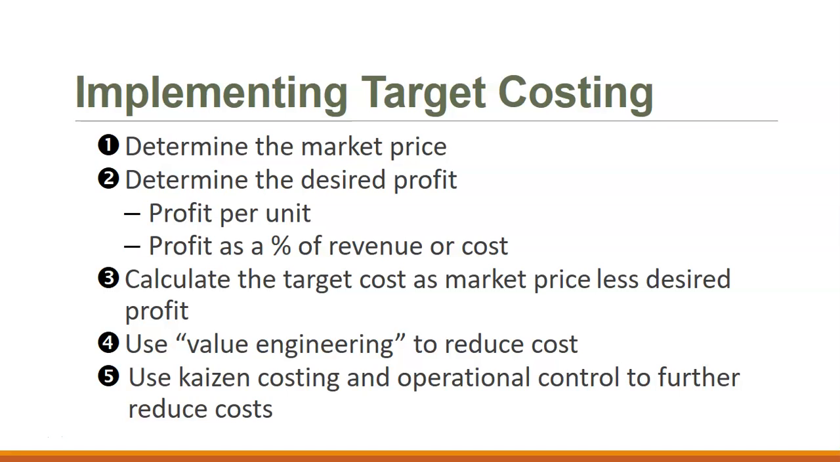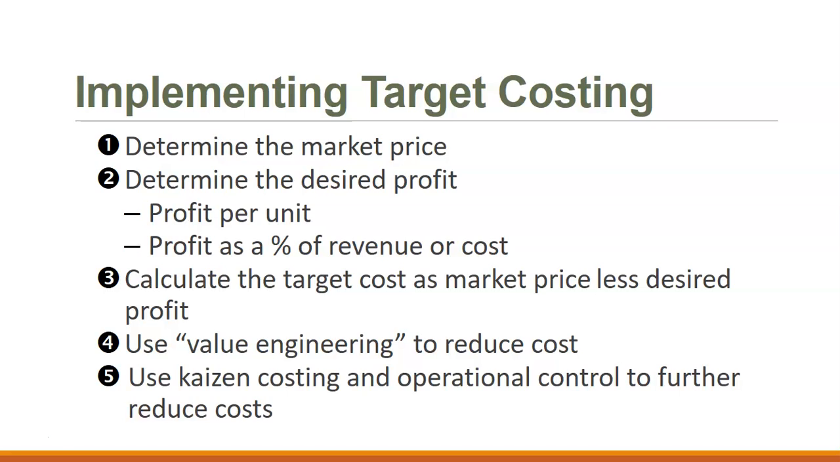Then, what is our desired profit? What is our profit margin per unit? What is our proposed markup? Then we calculate the target cost, which is our market price minus our desired profit. We use value engineering to reduce the cost of that product, and Kaizen costing and operational control.